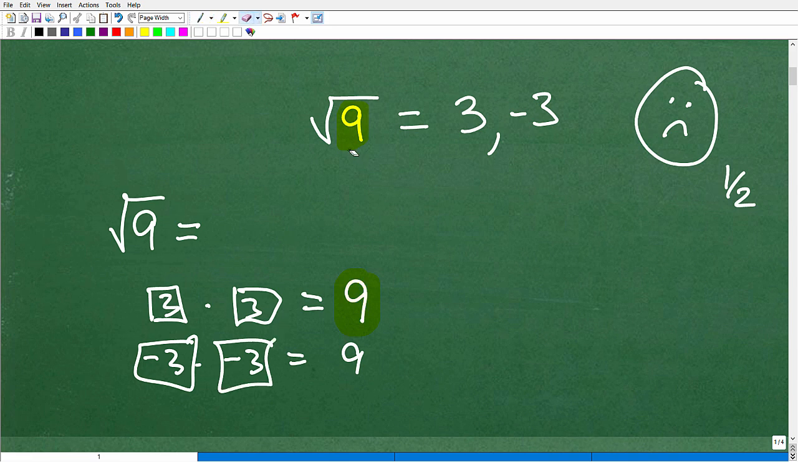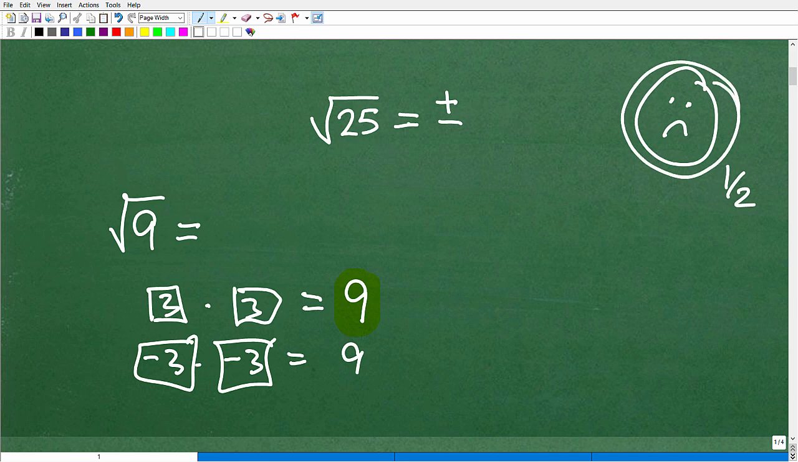So I want you to get in the habit, anytime you take the square root of a real number, let's say 25, any number, okay? The answer, always, always, always put a positive and negative from this point forward. That way you'll avoid this little sad face situation. So positive, -5, okay? What's the square root of 16? Positive, -4. Okay, just write that positive and negative.